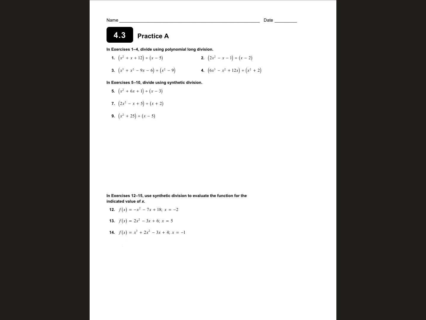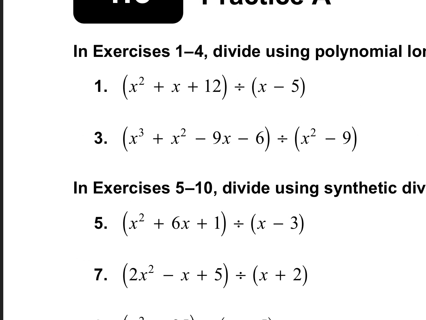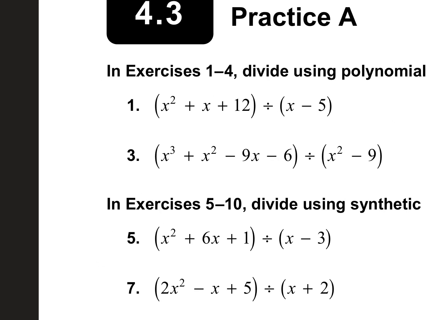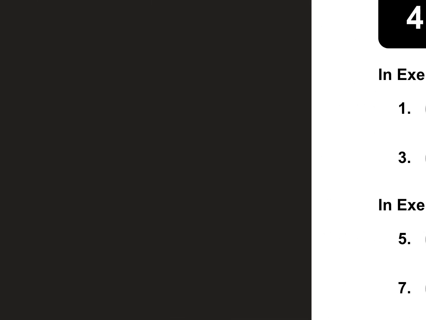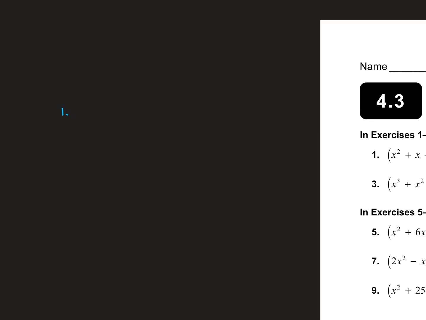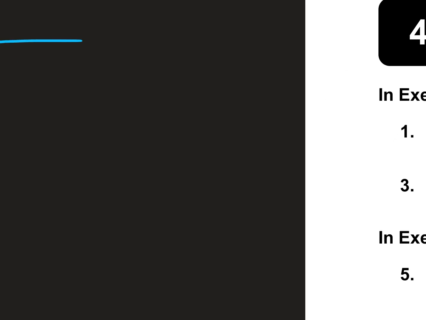Let's go to the next one. So here we are dividing using long division. So I'm going to start with number 1. I'm going to write it over here so we have more room. So we have x minus 5 on the outside. And that's dividing into x squared plus x plus 12.